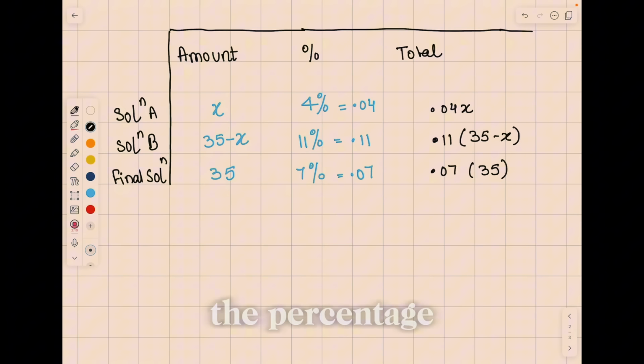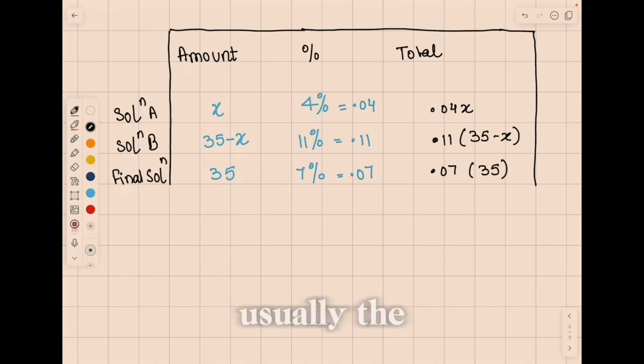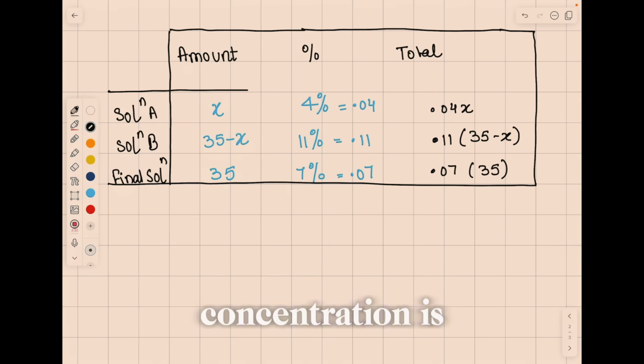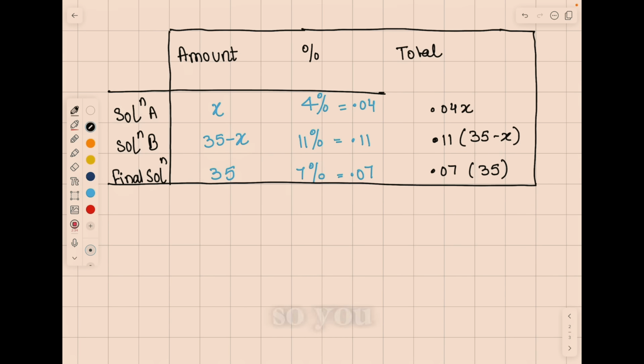Remember, in a percentage solution problem, when you mix the first solution and second solution, the final concentration is somewhere in the middle. So you are mixing a 4% concentration with an 11% concentration, which gives you a final concentration of 7%, somewhere between the two concentrations.